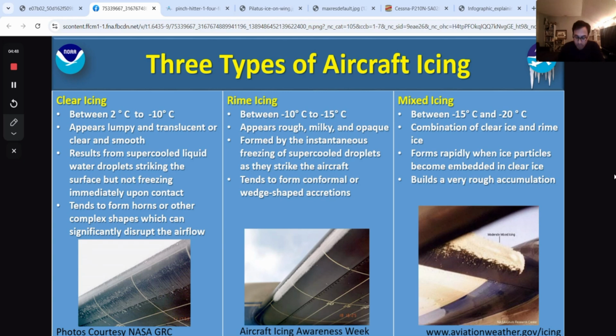The last kind of icing is mixed icing, and that forms between negative 15 and negative 20 degrees Celsius. And that's, as the name suggests, a combination of clear and rime ice.